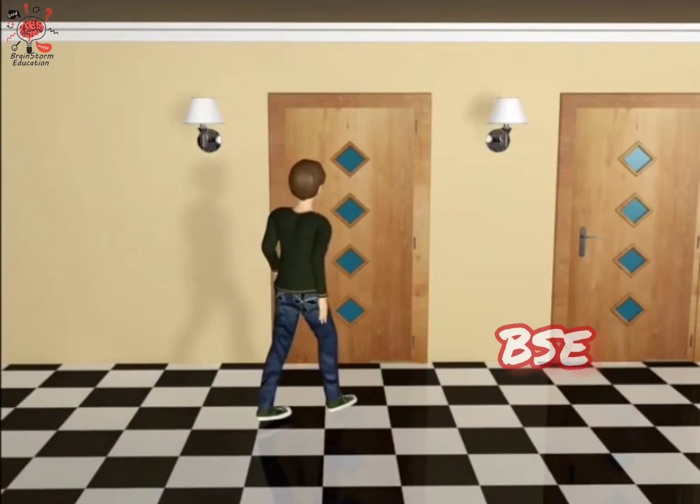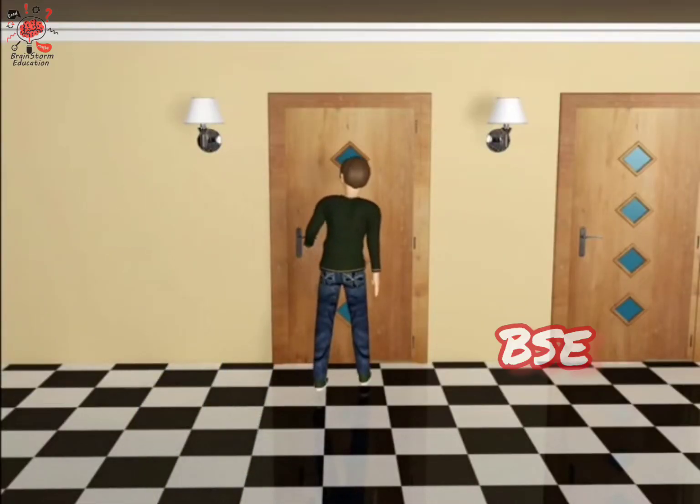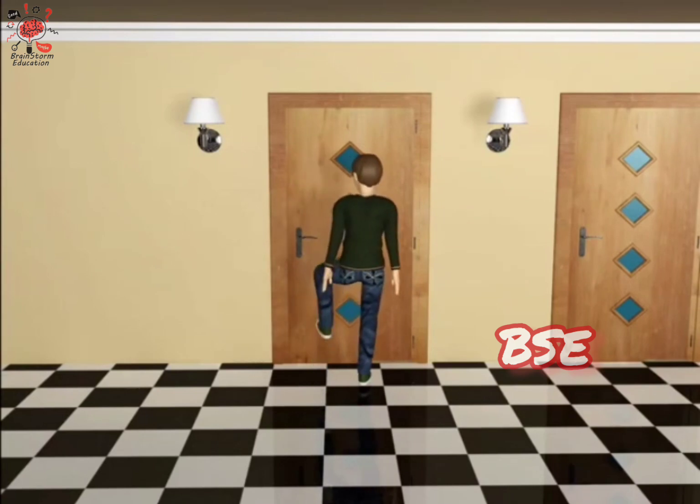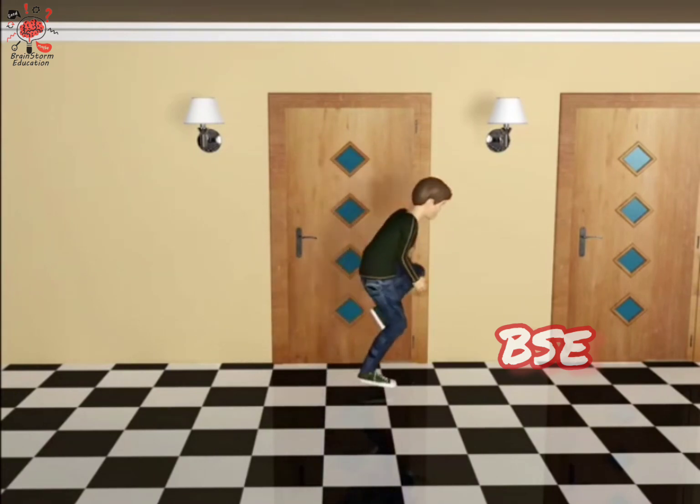Look at this wall. There is only one door that opens and allows access to the other side. All the rest are locked.